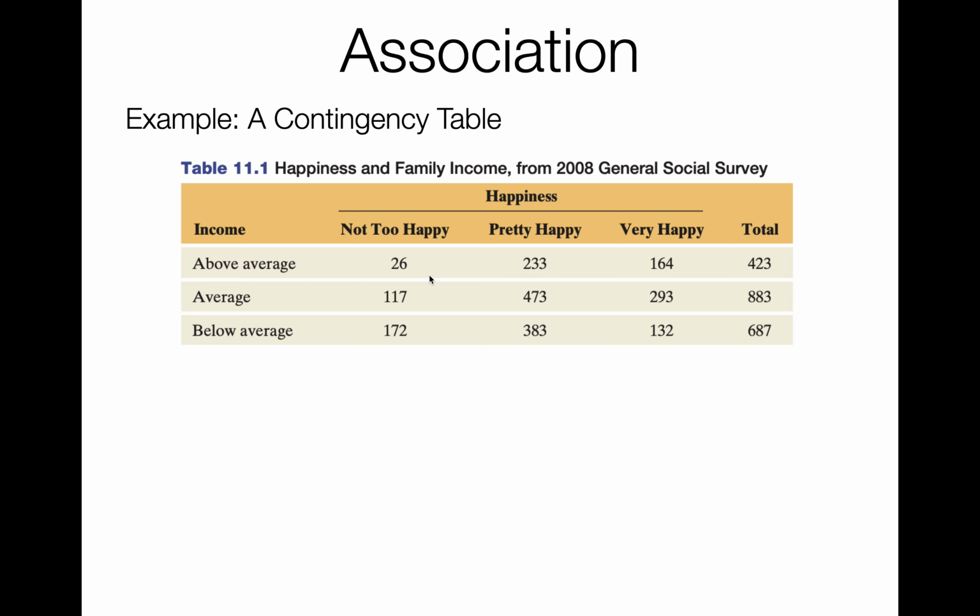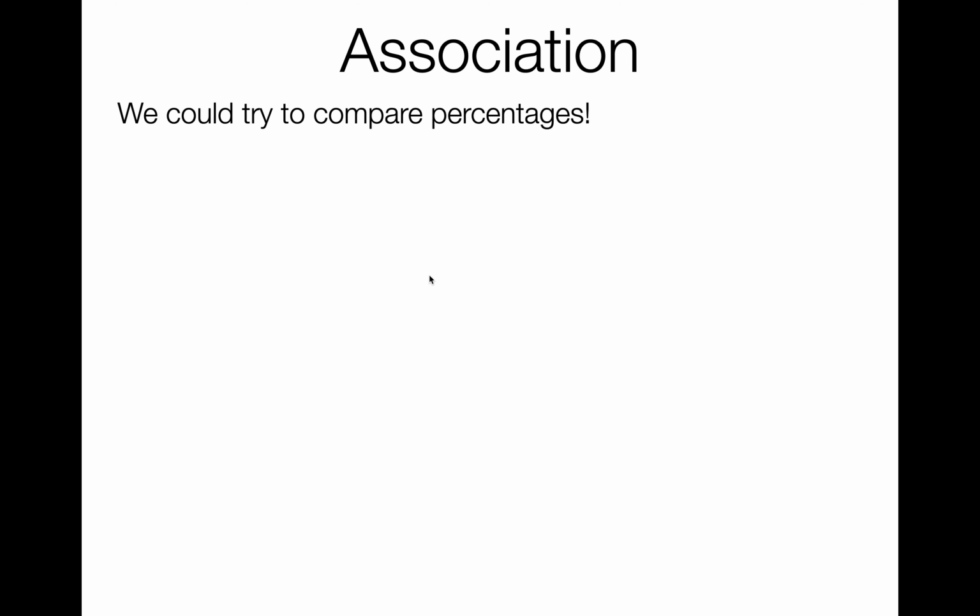Okay, and so you could try to look at these numbers and think about each of them separately, how they all work together, and does this show support for association? Are they associated or are they not associated? So does this show evidence for independence or association? And so one thing that we could do is try to compare the percentages, okay?